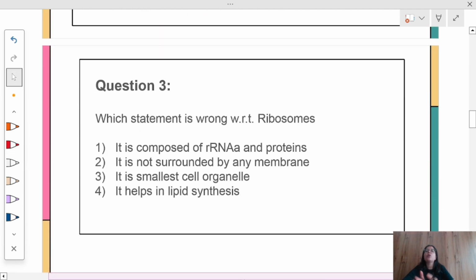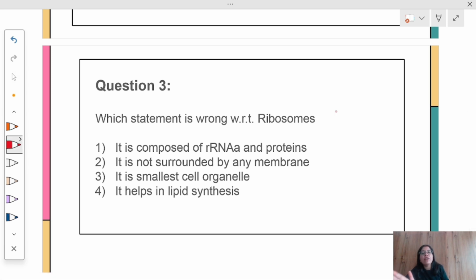Then question 3: which statement is wrong with respect to ribosome? In the previous video, we discussed one question on ribosome. If you have learned this, you can do this question as well. So, wrong with respect to ribosome. It is composed of ribosomal RNA and protein. There is a typing mistake here. Yes, it is correct. It is a nucleoprotein, made up of structural RNA, which is ribosomal RNA, and ribosomal protein.